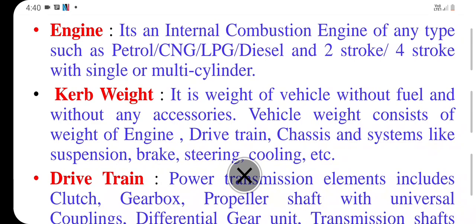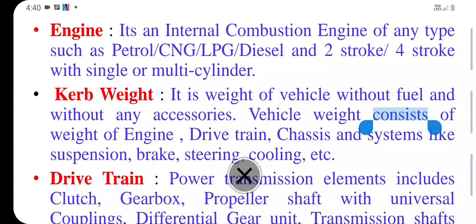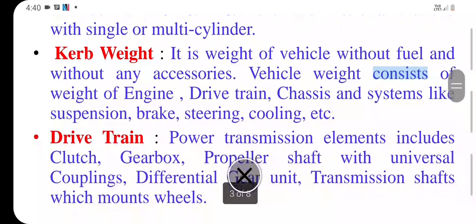Next, curb weight. It is the weight of the vehicle without fuel, without any accessories. This is also important. The manufacturer gives the curb weight of the vehicle. Vehicle weight consists of the weight of the engine, drivetrain, chassis, and systems like suspension, brake, steering, and cooling systems.